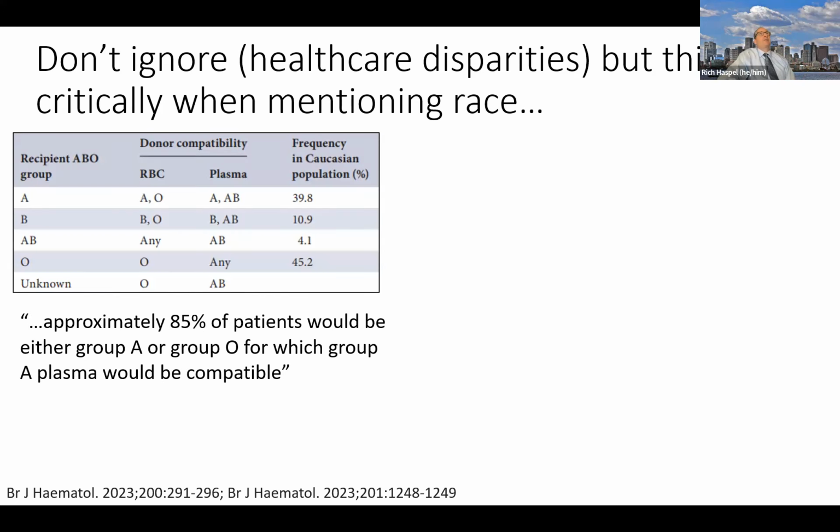This was a review about giving incompatible plasma. And they wrote approximately 85% of patients would be either group A or group O, for which A plasma would be compatible. So what they're saying is, if I just give A plasma up front to everyone instead of AB, I'm only going to be affecting 15% of people. Anyone see a problem with this?